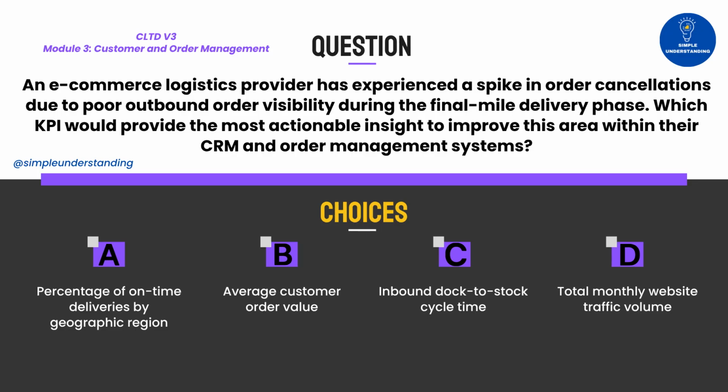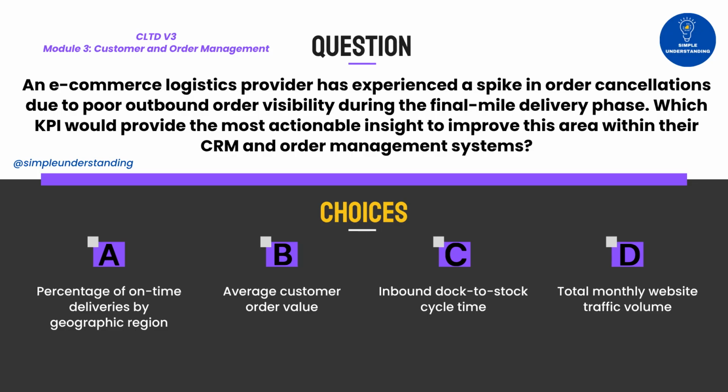Question 4. An e-commerce logistics provider has experienced a spike in order cancellations due to poor outbound order visibility during the final mile delivery phase. Which KPI would provide the most actionable insight to improve this area within their CRM and order management systems?